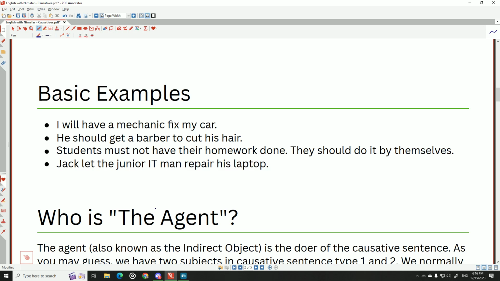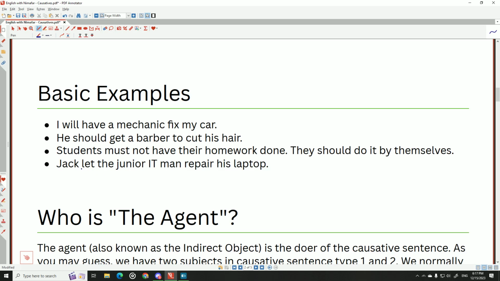Basic examples. I will have a mechanic fix my car. He should get a barber to cut his hair. Students, this is the third form. Students must not have their homework done. They should do it by themselves. And Jack let the junior IT man repair his laptop.